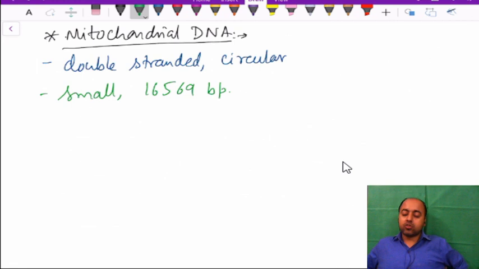H1 is not there in the histone octamer. We had H2A, H2B, H3 and H4. H1 is not a part of the histone octamer. It is associated with the linker DNA. In the histone octamer, we have H2A, H2B, H3 and H4, 2 copies of each.